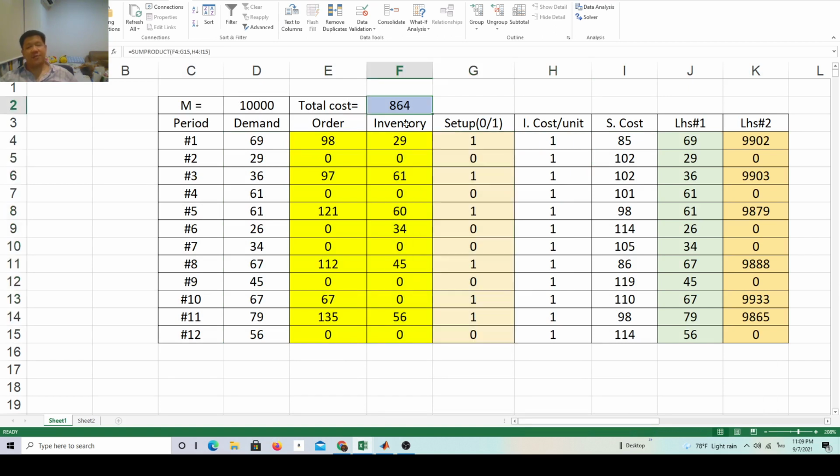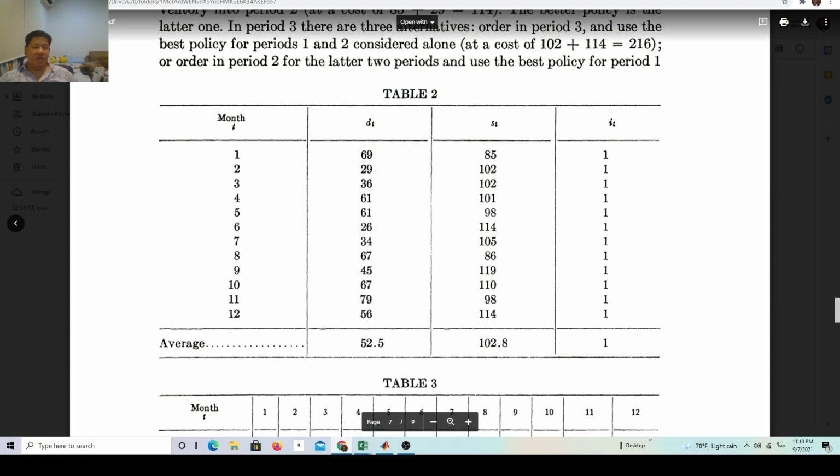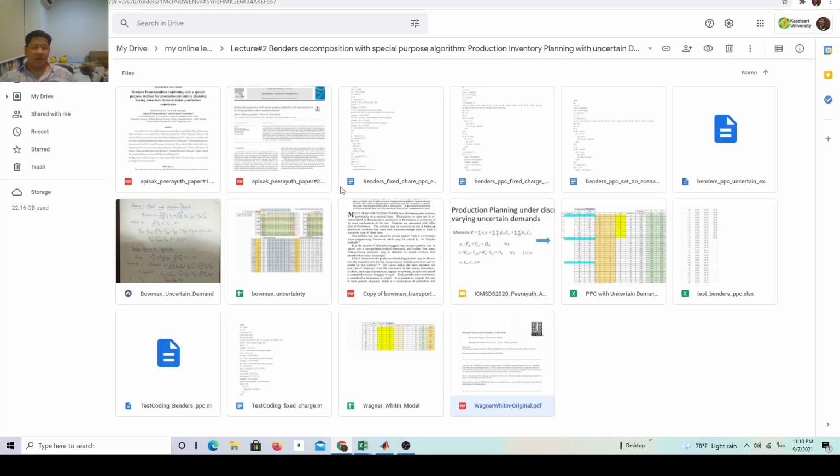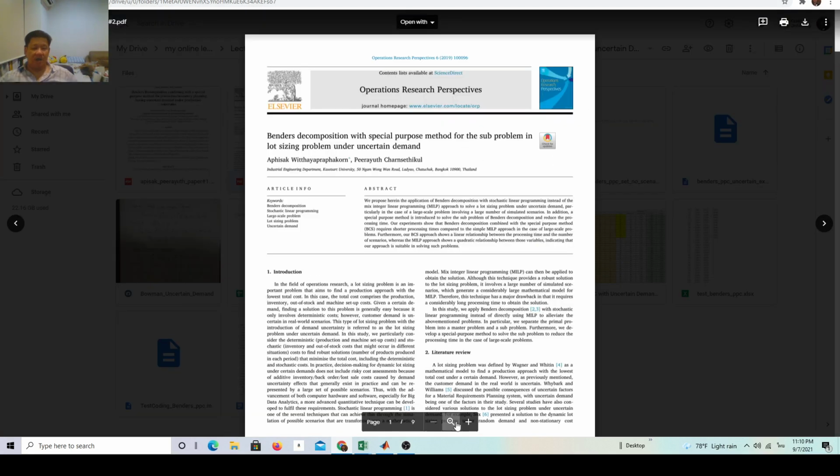And actually you can see that this is already the same solution that was found in the paper of Wagner and Whitin. Actually it was solved already, but this is a changing cell here, with the restriction that this set of changing cells or variables you want to make binary, either 0 or 1. And the balance equation here, the left hand side number 1, we implement this constraint from the paper of Apisak down here.